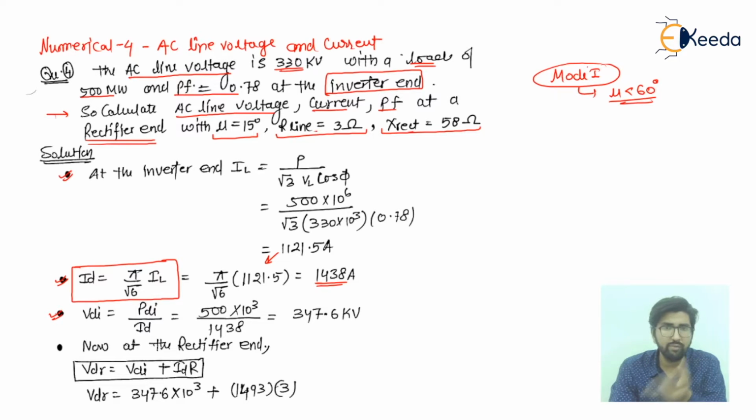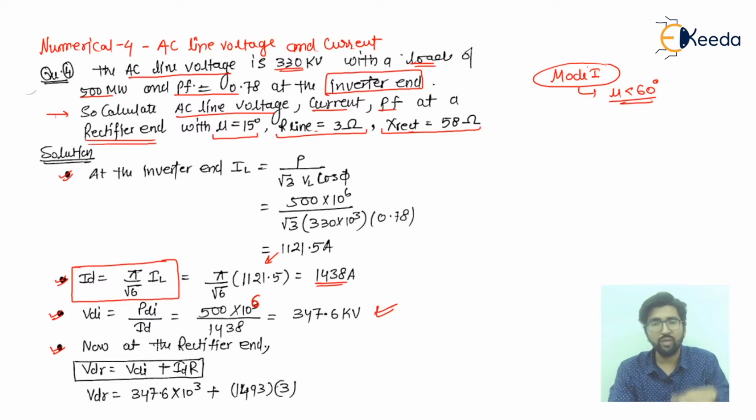What will be its value? VDI is equal to PDI upon ID. Just put the values. The load will be the same, this is 500 megawatt. So put 500 into 10 raised to power 6. Okay, I have written it wrong, that should be 10 raised to power 6. After simplifying, you have to put the ID, that is 1438 ampere, which you found from the above step. After this, you get 347.6 kilovolt. Just calculate and put the values here.